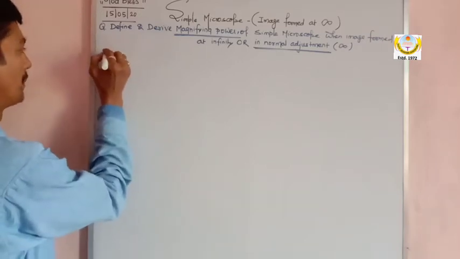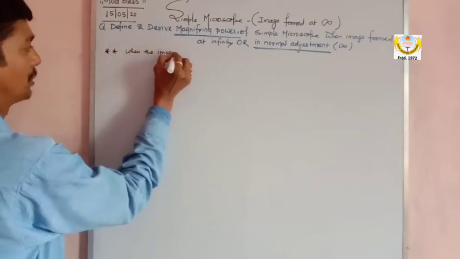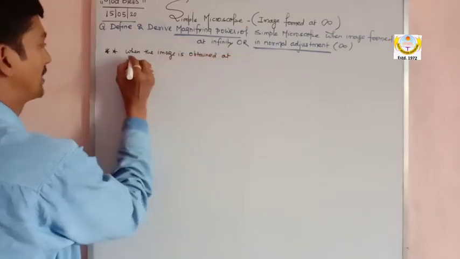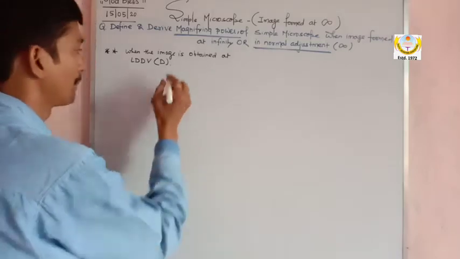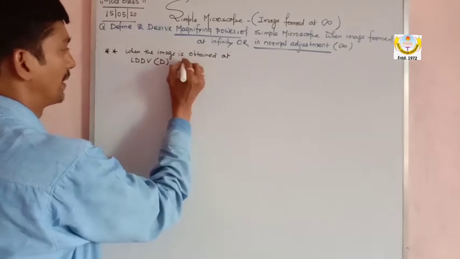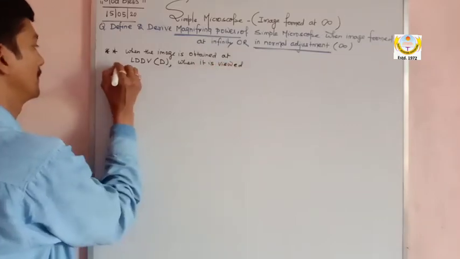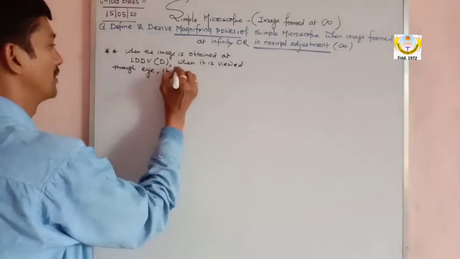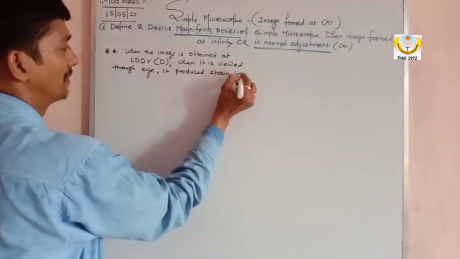So here, my dear, a very important part which I shared with you is that when the image is obtained at the least distance of distinct vision, that is at D, when it is viewed through the eye, please read it comfortably, it produces strain in the eye. It produces strain in the eye.